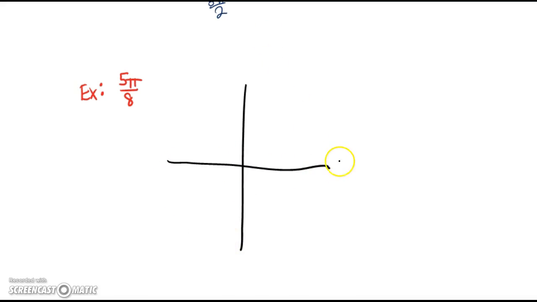So let's now sketch an angle that is 5 pi over 8 radians in size. So here's our coordinate plane. And again, we have 0 pi, pi over 2, 1 pi, you don't need the 1 in front, 3 pi over 2, and 2 pi. And 5 pi over 8, let's take a look at this fraction.